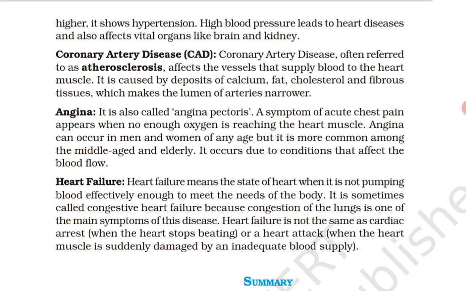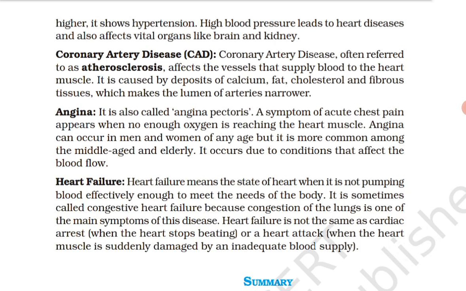So the next is angina. It is also called angina pectoris. A symptom of acute chest pain appears when not enough oxygen is reaching the heart muscle. Angina can occur in men and women of any age, but it is more common among the middle-aged and elderly. It occurs due to the condition that affects the blood flow. किससे occur होता है?